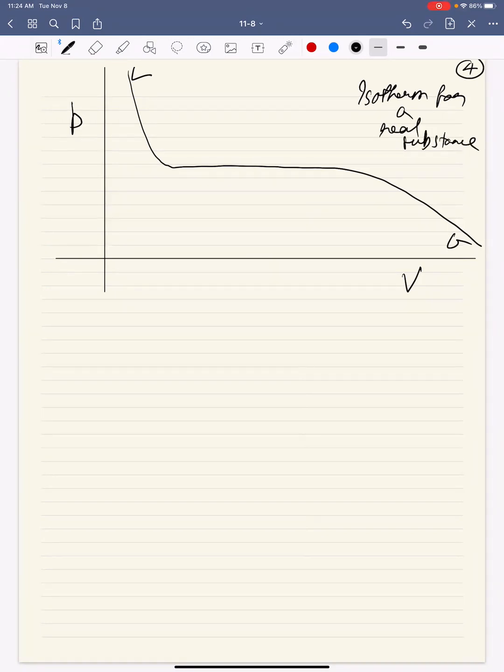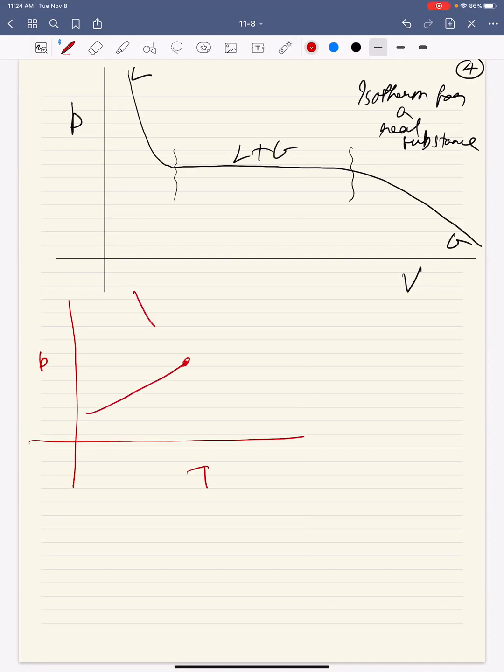So we start at gas, we compress it, you start seeing liquid. This region over here corresponds to the coexistence of liquid and gas. Okay, both of them coexist. And if you think about the phase diagram of water, you will see why this makes sense. In the phase diagram of water, in pressure, temperature, we had solid, liquid, gas, right? So we are talking about an isotherm, which means a constant temperature vertical line.